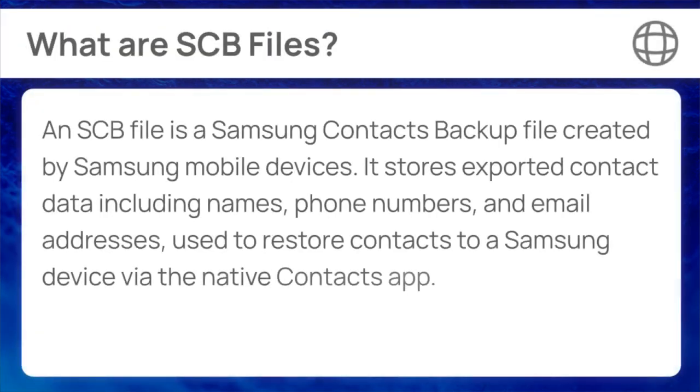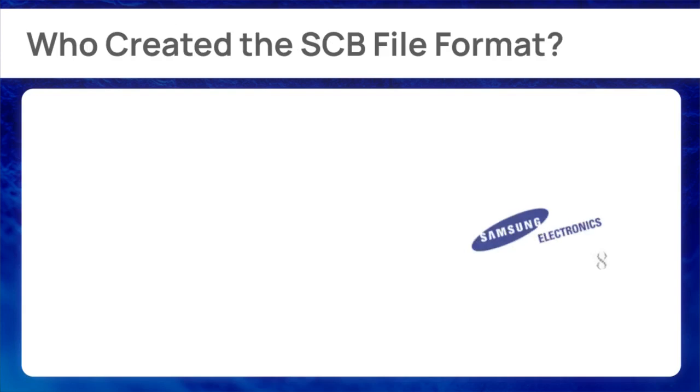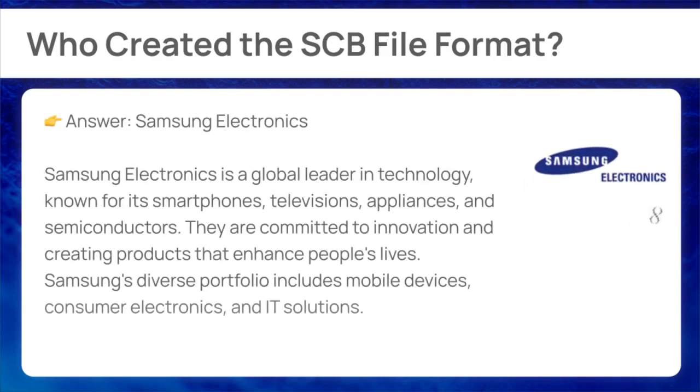An SCB file is a Samsung Contacts backup file created by Samsung mobile devices. It stores exported contact data, including names, phone numbers, and email addresses, used to restore contacts to a Samsung device via the native Contacts app.